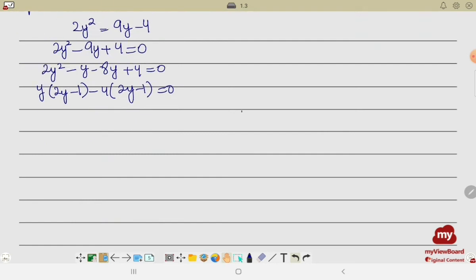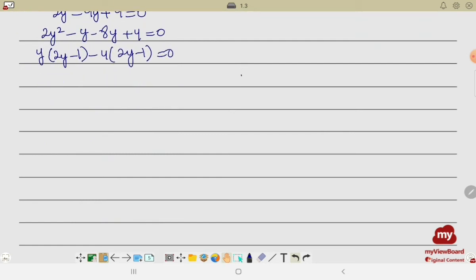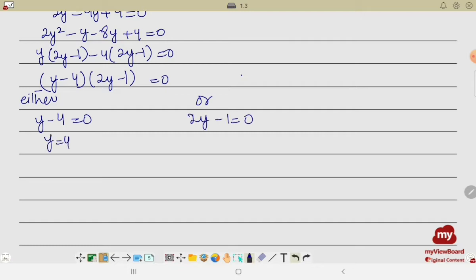So y minus 4 and 2y minus 1 equals 0. We'll write either y minus 4 equals 0 or 2y minus 1 equals 0. So y here is equal to 4 and y here is equal to 1 by 2.